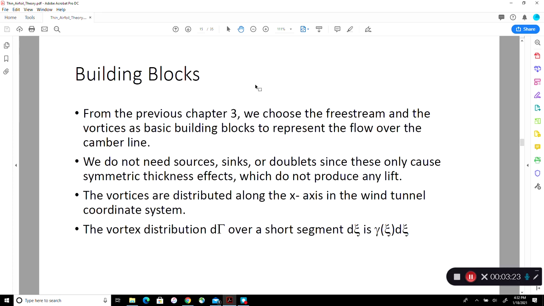Now, we had to choose the building block. We said we need free stream. The Kutta-Joukowski theorem says rho times V infinity times gamma. So free stream is important. Gamma is important. That means vortices are important. Sources, sinks, doublets, they didn't add any lift. They equally disturb the flow above and below. Therefore, they are not needed. So we're going to take some vorticity distributed all over the camber line.